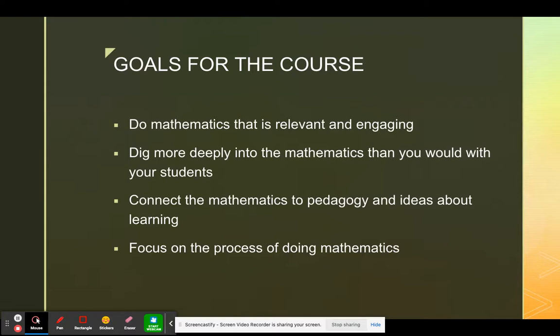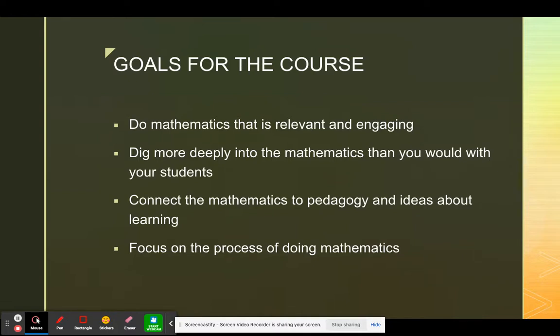In addition, as we do the mathematics, we want to dig deeply into that mathematics, more so than what we would with our students. Our goal here is not to cover every topic that you may teach in middle school or high school mathematics, but rather to take some of those topics and dig a little deeper. In that way, we are more concerned with the depth of thinking about the particular mathematics topics that have been chosen, as opposed to thinking more broadly and hitting all of those topics.